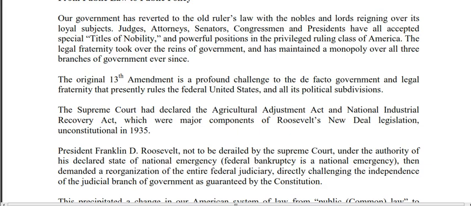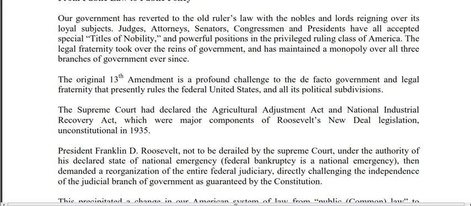From public law to public policy. Our government has reverted to the old ruler's law, with nobles and lords reigning over its loyal subjects. Judges, attorneys, senators, congressmen, and presidents have all accepted special titles of nobility and powerful positions in the privileged ruling class of America. This legal fraternity has taken over the reins of government and has maintained a monopoly over all three branches ever since.